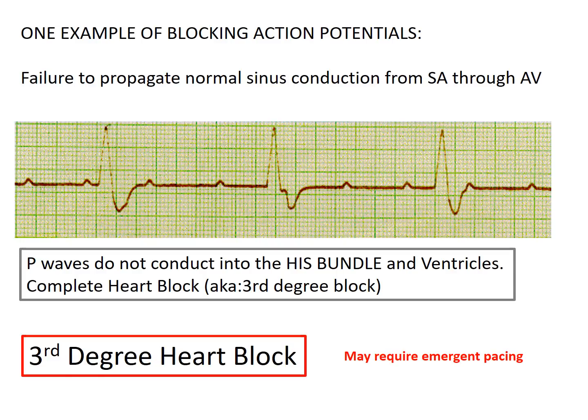You're failing to propagate the action potential from the SA node through the AV node. This is referred to as a third-degree heart block. P waves do not conduct into the bundle of His and the ventricles because we have completely blocked conduction in the AV node. And that manifests on the surface electrocardiogram by a complete dissociation of P waves and QRS.